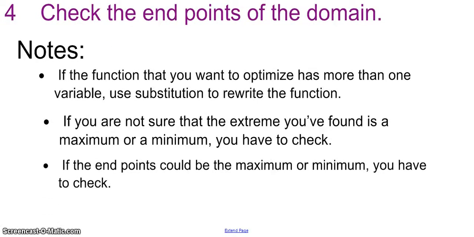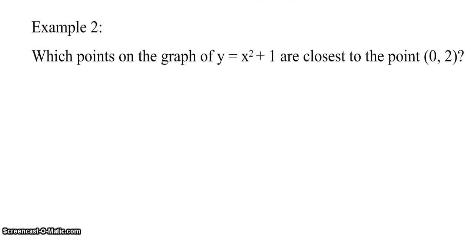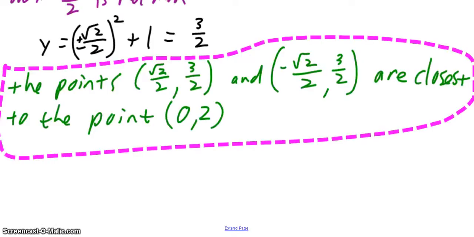Okay, so now I want you to try example number 2. Which points on the graph of y equals x squared plus 1 are closest to the point (0, 2)? I'll give you a hint if you're confused. Closest means distance. Okay, so pause the video, try to do that problem, unpause when you're ready to check your work. Alright, so we should end up with the points (root 2 over 2, 3/2) and (negative root 2 over 2, 3/2) are closest to the point (0, 2).